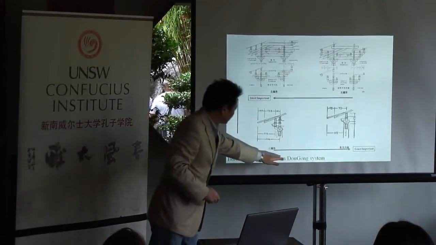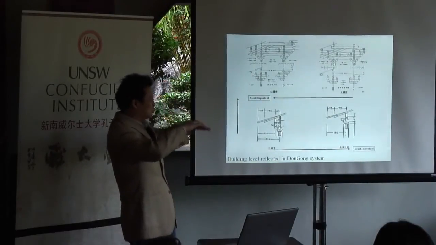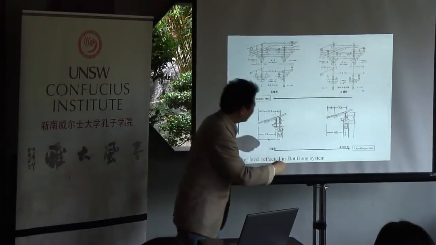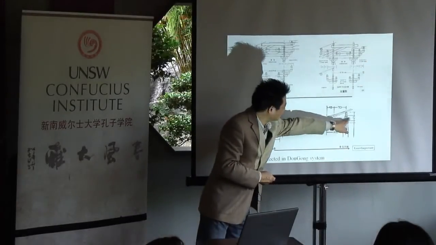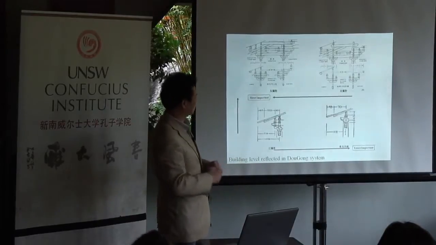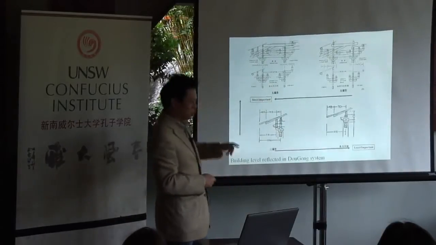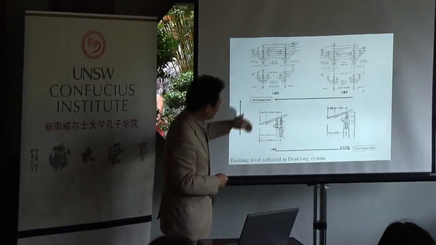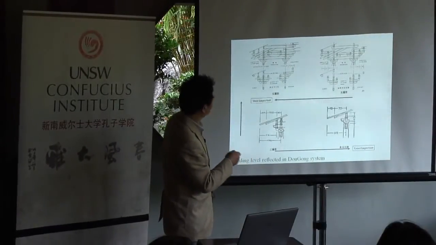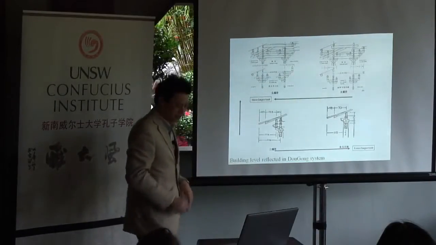Building level reflected in the Dougong system can also be distinguished, showing which is important and which is not. This one has only one system, one Dou, it's simple. Basically it's a low situation, and this one has 1, 2. 2 layers is more important, and this one has 5 layers. This one is 7 layers, which is more important in Chinese architecture.